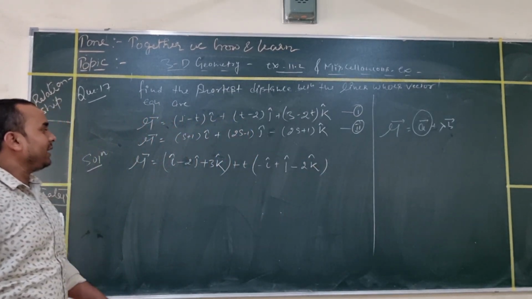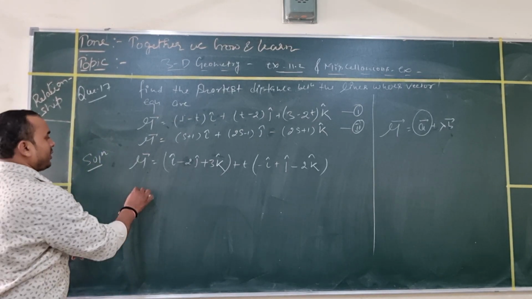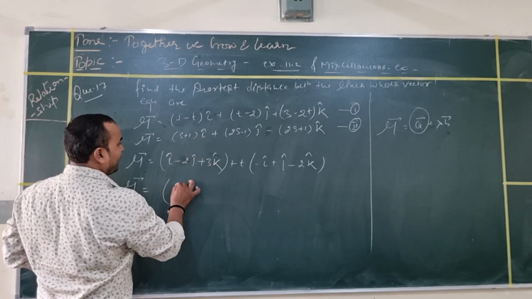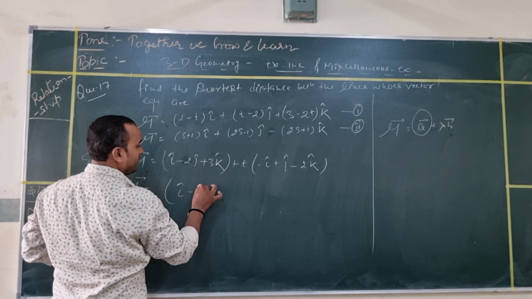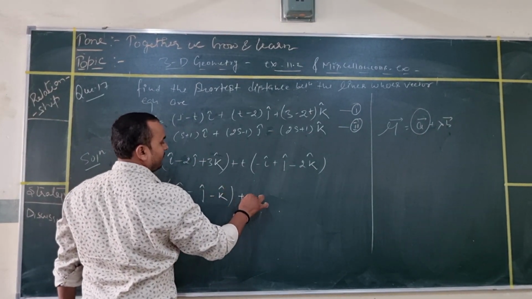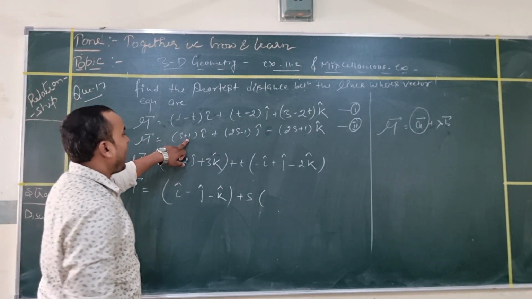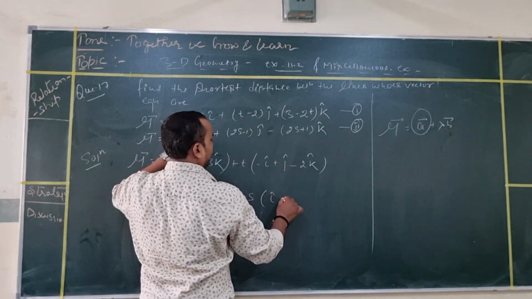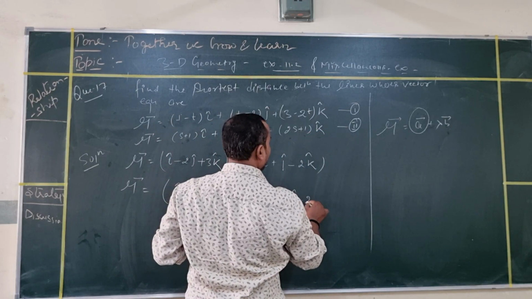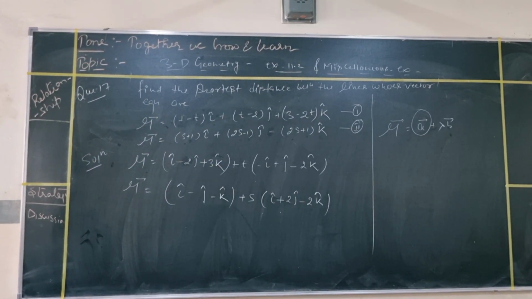This is the equation of a line in standard form. Equation 1 can be represented like this. Similarly, equation 2 can be represented as i cap minus j cap minus k cap, plus, taking s outside, s times (i cap plus 2j cap minus 2k cap). Is it clear for everyone? These are the two standard forms of the lines.